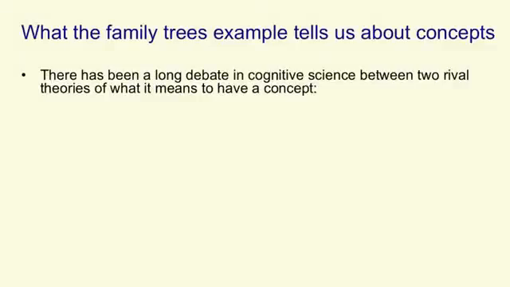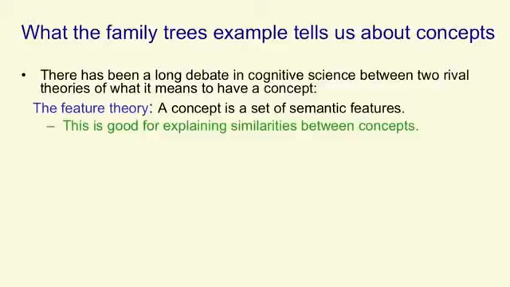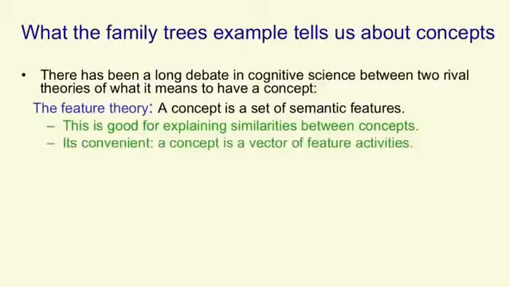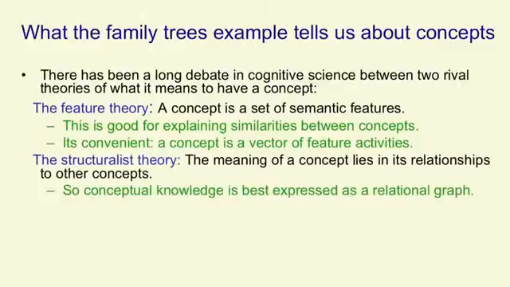There's been a long debate between 2 rival theories of what it means to have a concept. The feature theory says a concept is a big set of semantic features. This is good for explaining similarities between concepts, and it's convenient for things like machine learning because we like to deal with vectors of activities. The structuralist theory says that the meaning of a concept lies in its relationships to other concepts. So conceptual knowledge is best expressed not as a big vector, but as a relational graph.